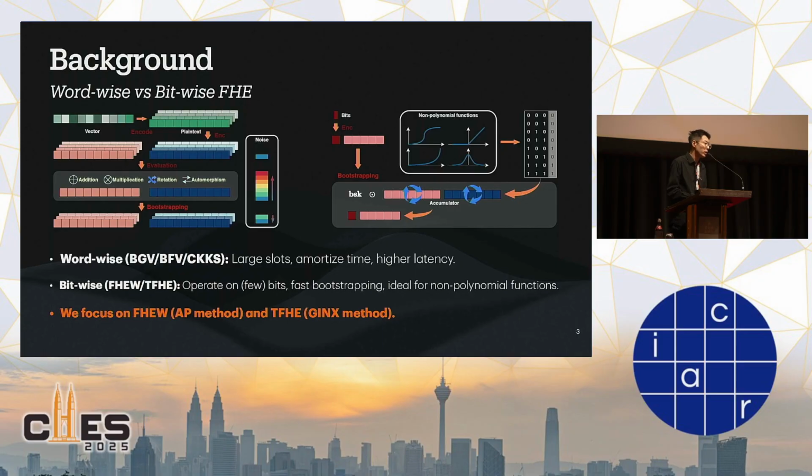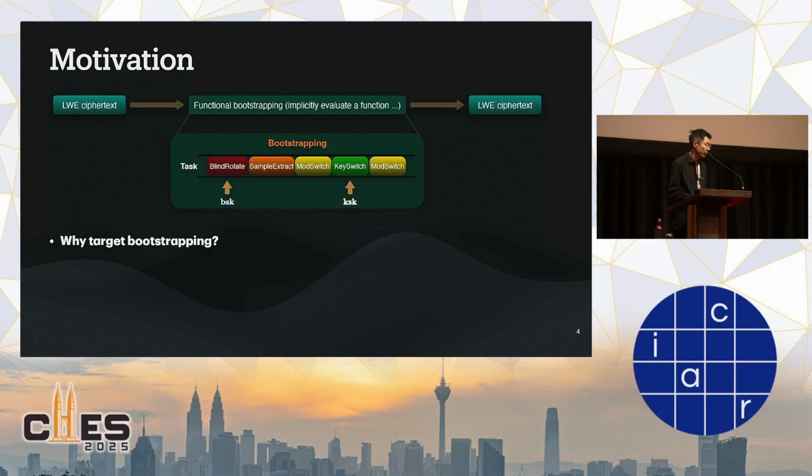So there is no perfect scheme for applications. So basically for this work, we focus on bitwise schemes, especially FHEW and TFHE, because we have a previous work on wordwise schemes called Phantom FHE. And for the motivation of this work, I would like to use three questions to explain and give you the motivation.